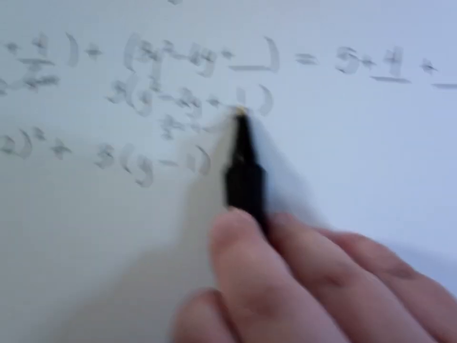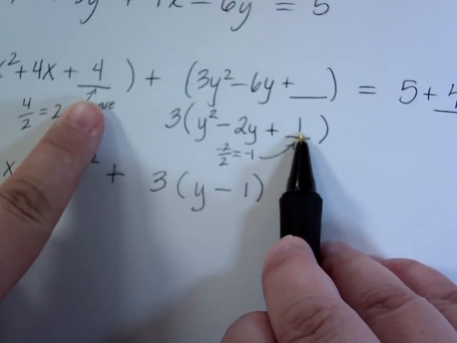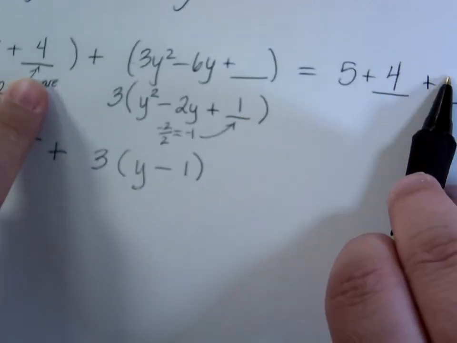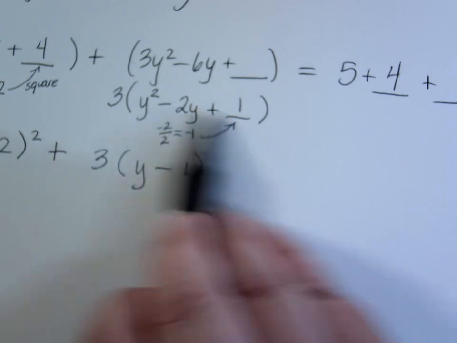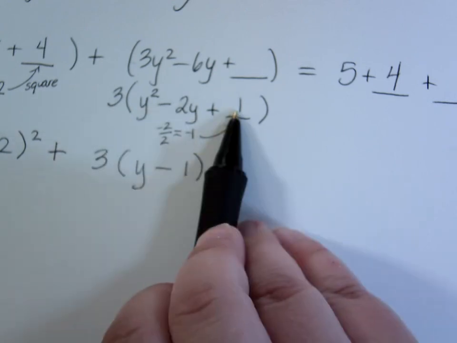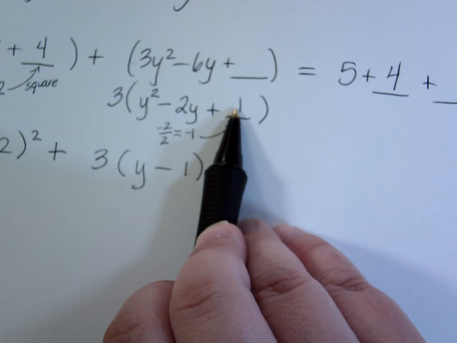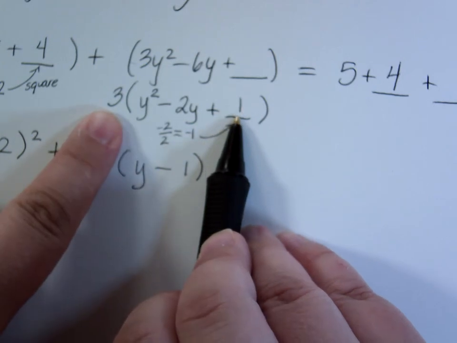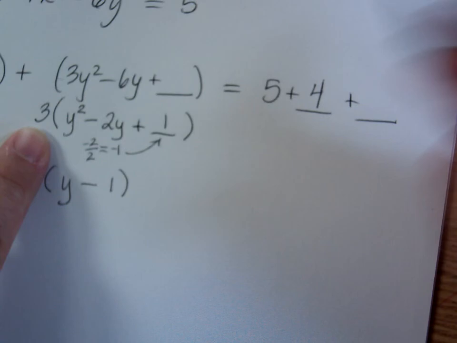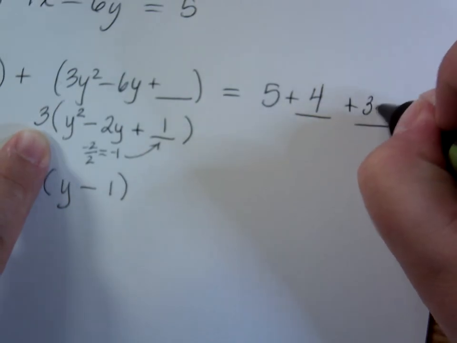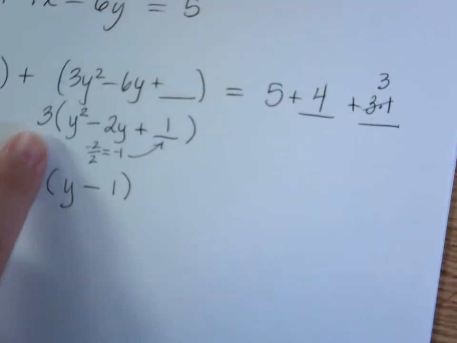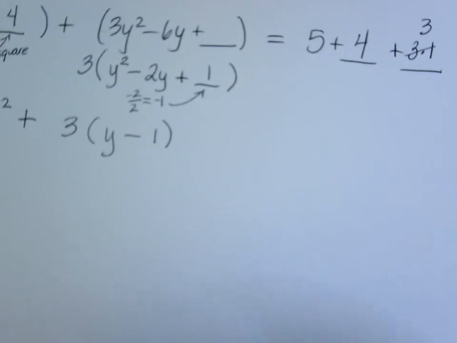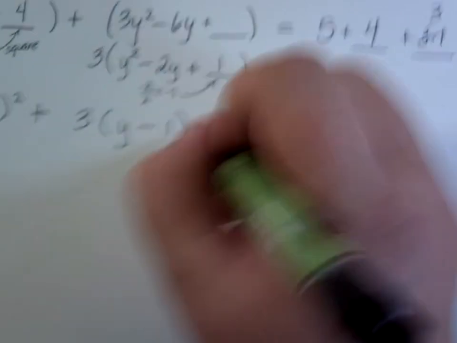Whatever goes here, remember back here, if we're adding on the left, we have to balance it on the right. But you got to be careful because if you add something inside parentheses and there's a number out front, I didn't really just add 1 to the left. I really added 3 times 1 to the left. So if I've added 3 times 1 to the left, I have to add 3 times 1 to the right. You don't have to write it as 3 times 1. You could just write it as 3. Okay, so on the right-hand side, I have 5 plus 4 plus 3, which is 12.